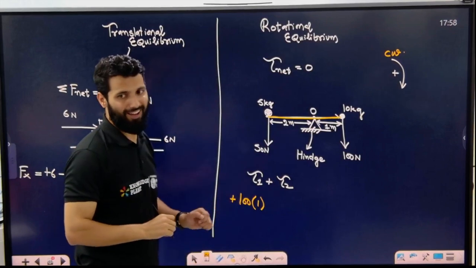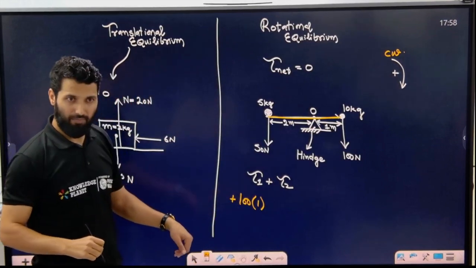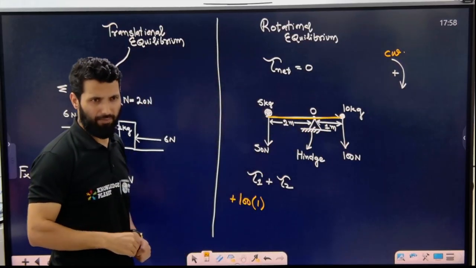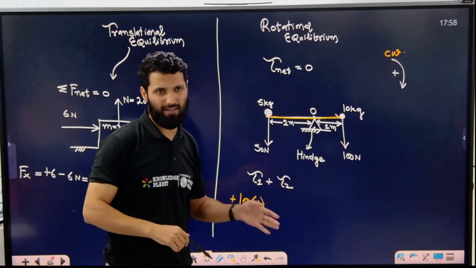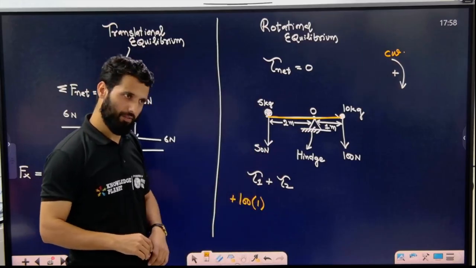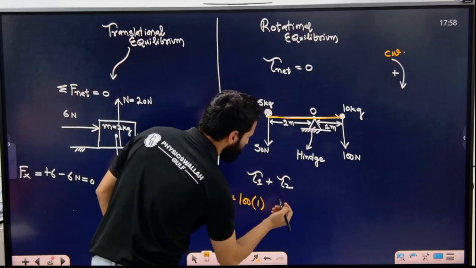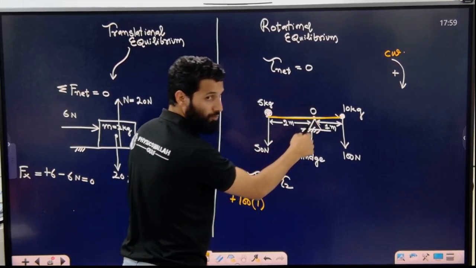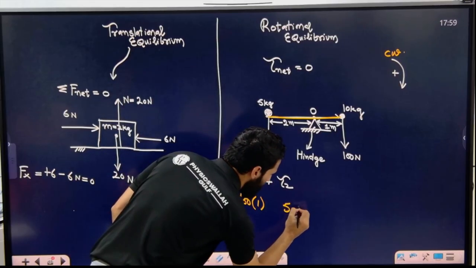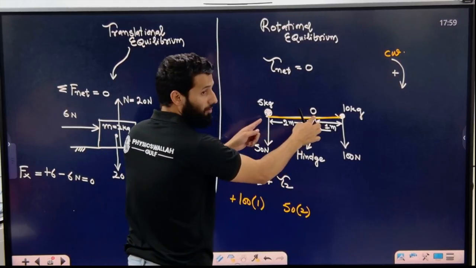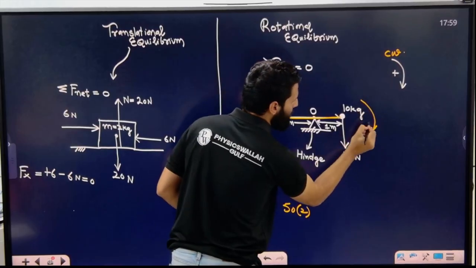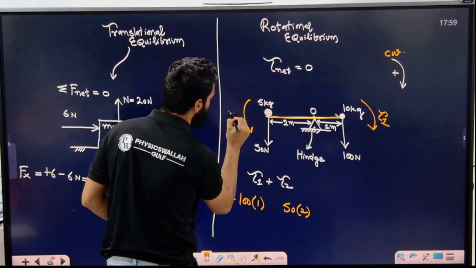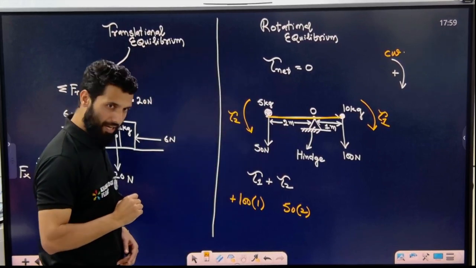Do you understand? I can write plus 100 newton meter, or as minus k cap, that also I can write. But here it's easy, plus and minus. Clockwise positive, anti-clockwise negative. Then tell me another torque about this point. 50 into 2. So I will write 50 multiplied by 2. Should I take it positive or negative? Now one is clockwise torque. What is this torque? Anti-clockwise torque. So should I take it positive or negative? I will take it negative.